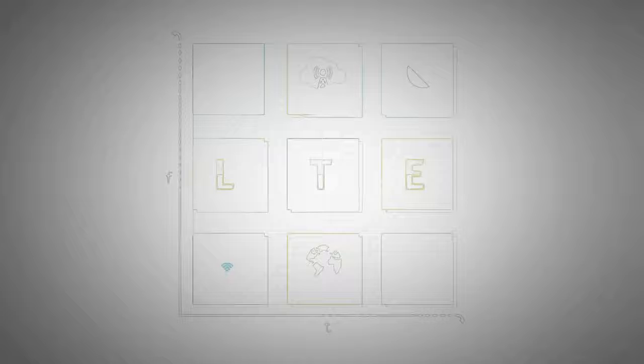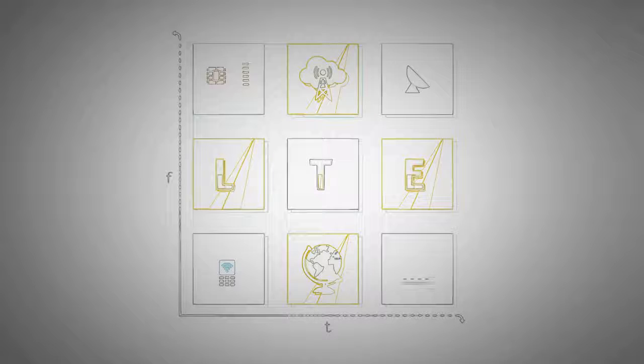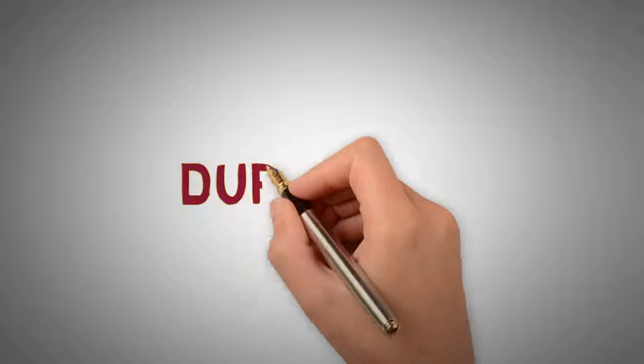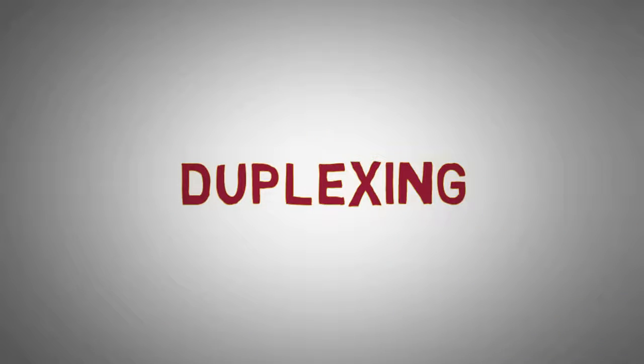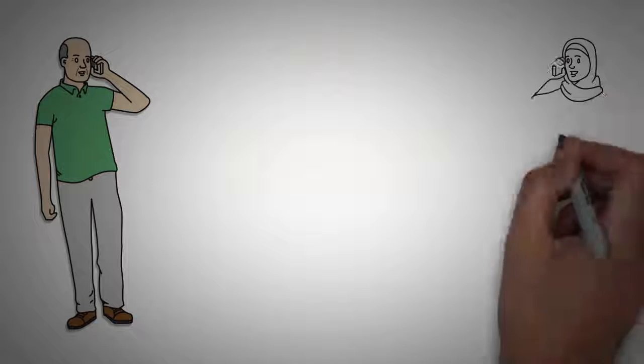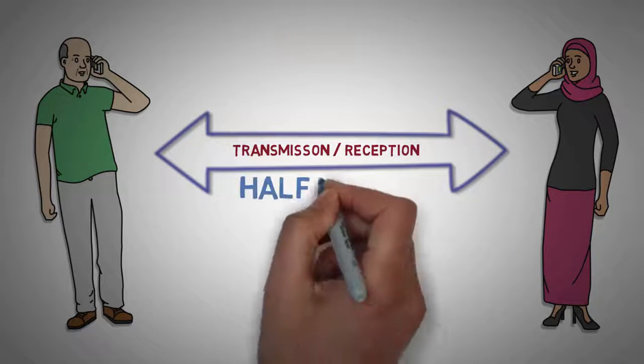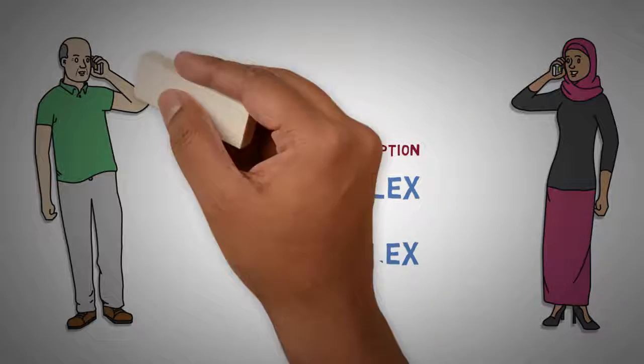Hi everyone, welcome back to the world of long-term evolution, 4th generation communication system. Today we will be discussing duplexing. Duplexing is the process of achieving two-way communication over a communication channel. It can be half duplex or full duplex.